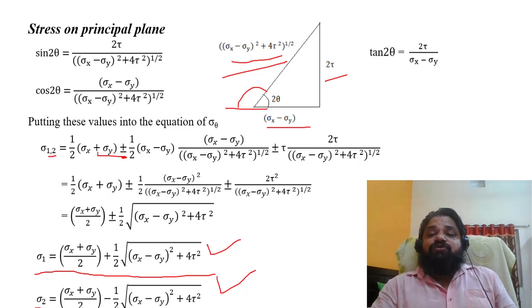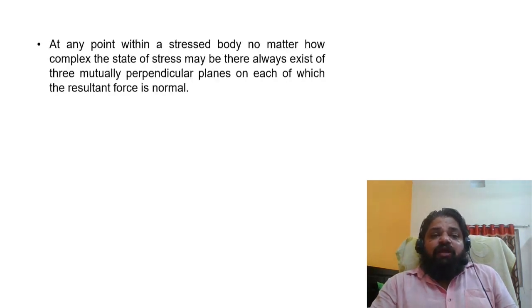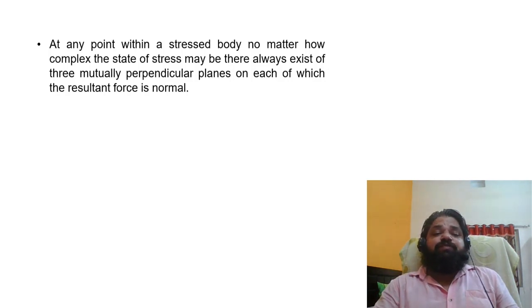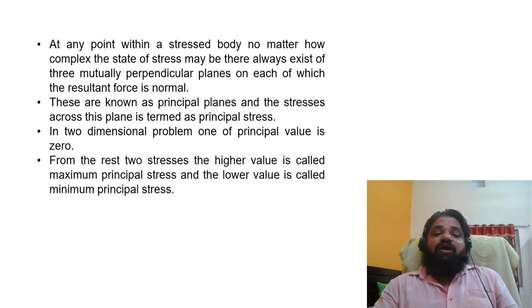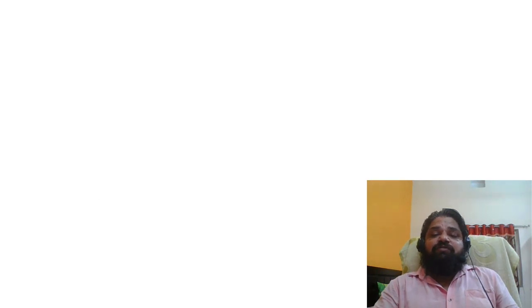And tan 2 theta is equal to 2 tau by sigma x minus sigma y, as we have just discussed. What we understand is that at any point within a stressed body, no matter how complex the state of stress, there always exist three mutually perpendicular planes on each of which the resultant force is normal to that plane. These are known as principal planes, and the stresses across the planes are termed principal stresses. In a two-dimensional problem, one principal stress value is 0. From the remaining two stresses, the higher value is called the maximum principal stress and the lower value is called the minimum principal stress.